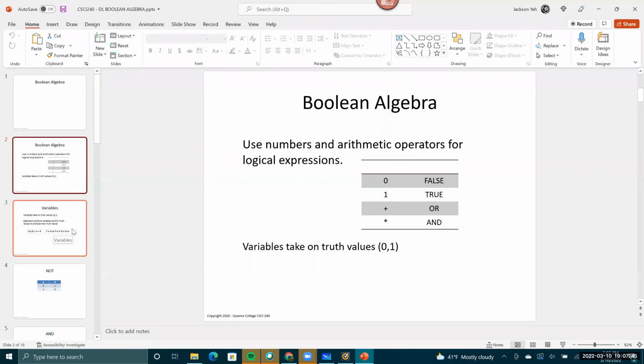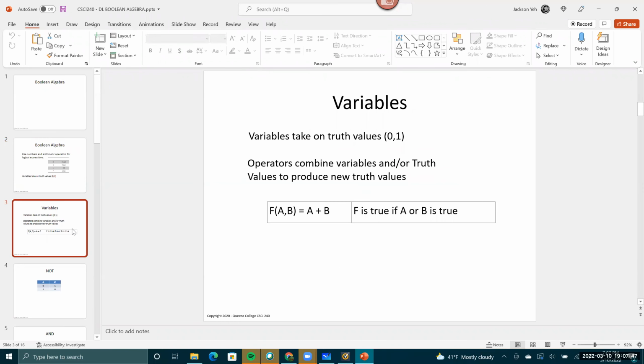So let's take a look at variables. As I mentioned, they can take on either value and they can be changed on input. These inputs can be added together to make a larger expression. For example, if you see this grid, you have a function of A and B, where A and B are inputs. The operation is the OR operation, the plus sign. So it's A or B. This whole expression will evaluate to true or false, depending on what the values of A and B are.